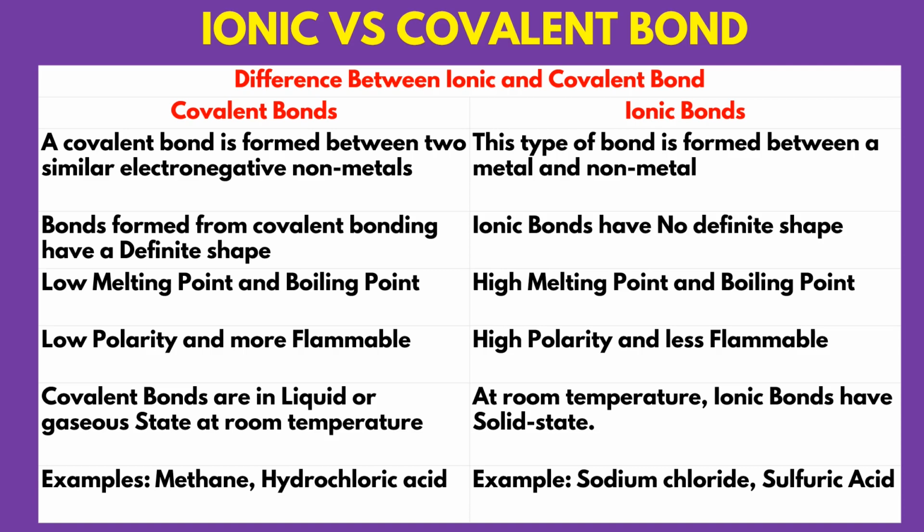Covalent bonds have low melting and boiling points, while ionic bonds have high melting and boiling points. Covalent bonds have low polarity and are more flammable, while ionic bonds have high polarity and are less flammable. Covalent bonds are in liquid or gaseous state at room temperature, while ionic bonds are in solid state at room temperature.